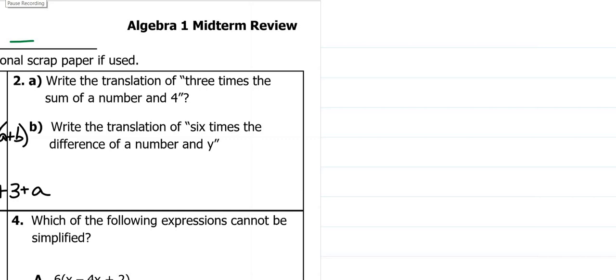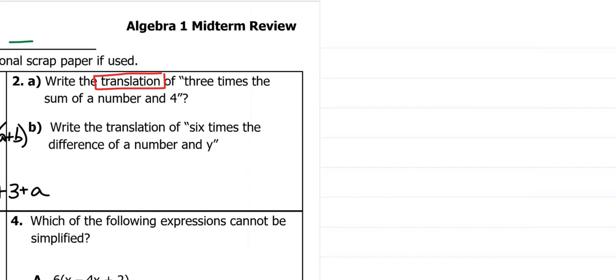Number 2, write the translation of 3 times the sum of a number and 4. So our goal here is we're going to translate these words into some algebraic expression. So let's see what we have. 3 times, so we're going to multiply something by 3. 3 times the sum of a number and 4. So what you're doing is you're going to multiply 3 by everything that comes after. So I'm going to start this out by saying 3 times, and I'm going to put this in parentheses. What's going to go here is the conversion of the sum of a number and 4. So 3 times this yellow piece. The sum of a number and 4.